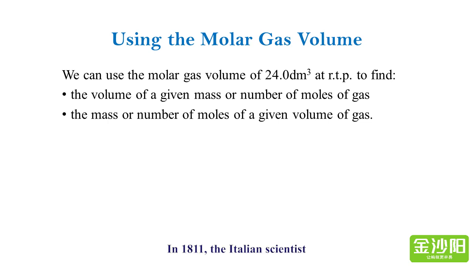In 1811, the Italian scientist Avogadro suggested that equal volumes of all gases contain the same number of molecules. This is called Avogadro's hypothesis. This idea is approximately true as long as the pressure is not too high or the temperature too low. It is convenient to measure volumes of gases at room temperature and pressure, or 20 Celsius degrees with 1 atmosphere. Here, RTP is short for room temperature and pressure.